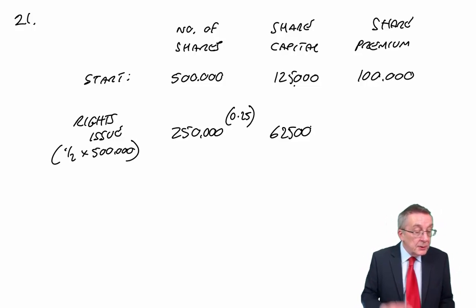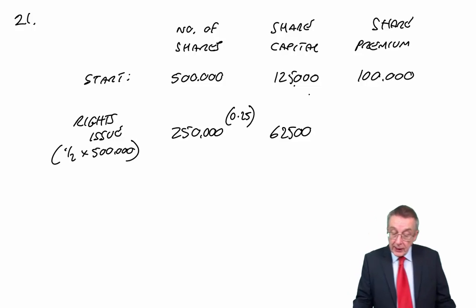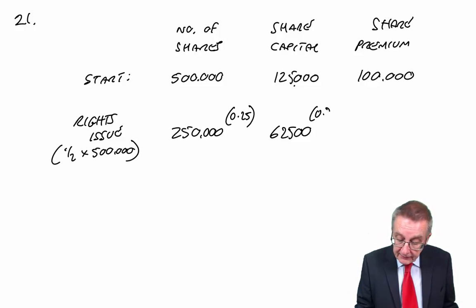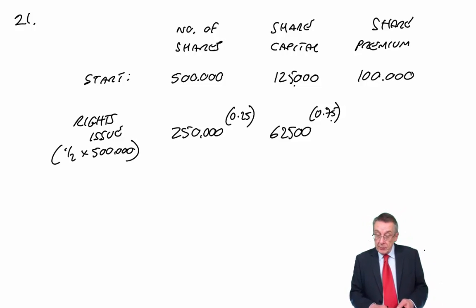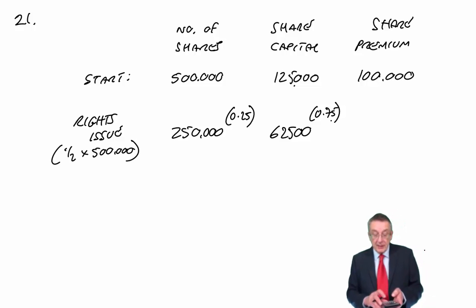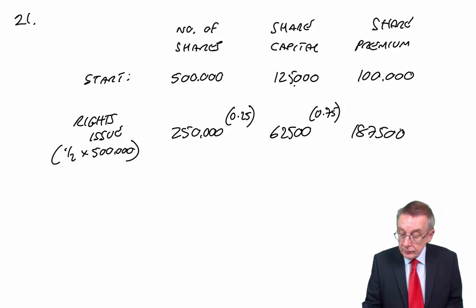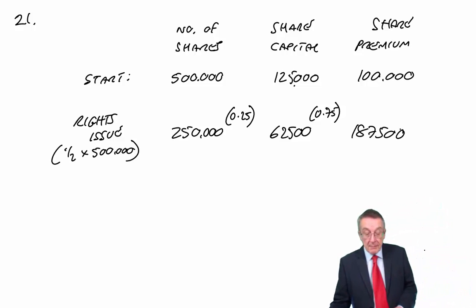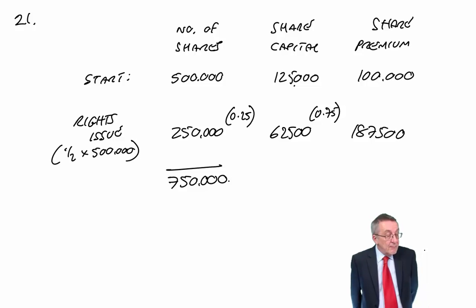However, they were issued at $1 per share. Well, the extra, the remaining 75 cents per share, is share premium. So 250,000 shares issued, the premium 75 cents a share, 187,500. So at that stage, we've now 750,000 shares in issue. But we're not there yet.